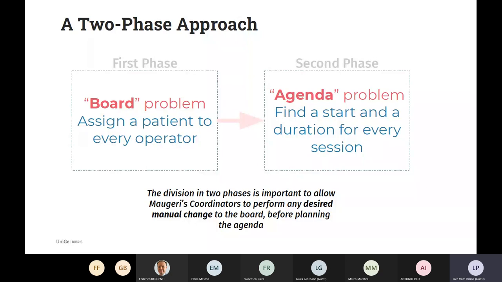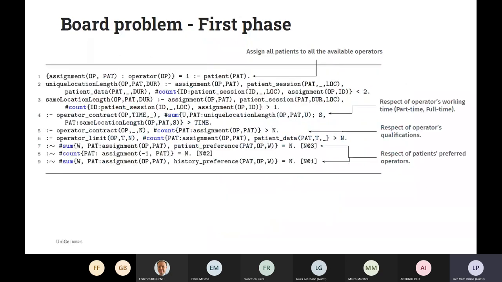So first of all, for the first phase, you have the assignment of all patients to the available operators. This is a quite easier problem, and you need to respect the operators' working time, what we called before legal constraints. You need to respect the qualification of operators, because you can have neurological patients, orthopedic or long COVID patients, so each operator can have some qualifications. And then you also need what we call ethical constraints. You need to respect the patient's preferred operators.